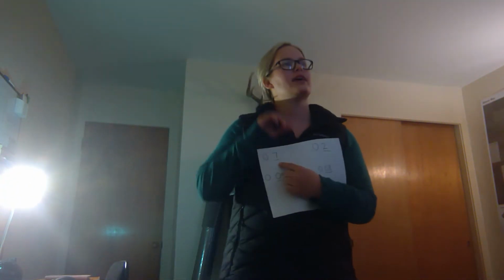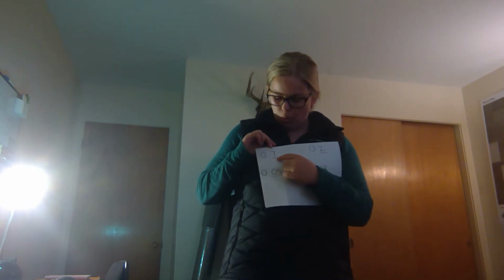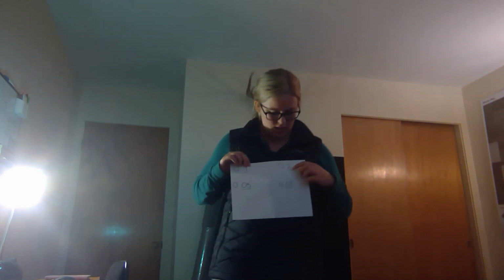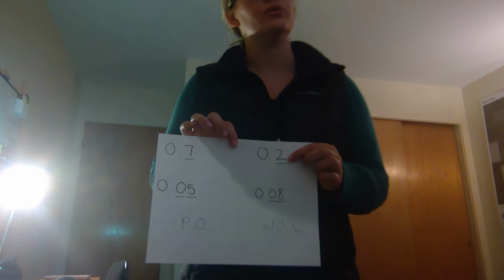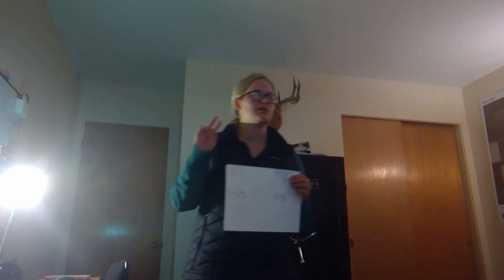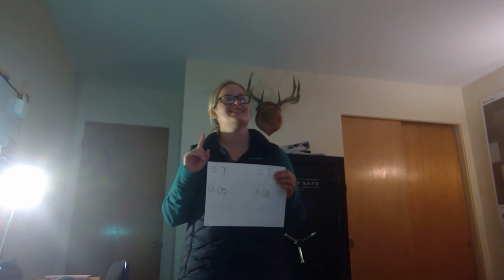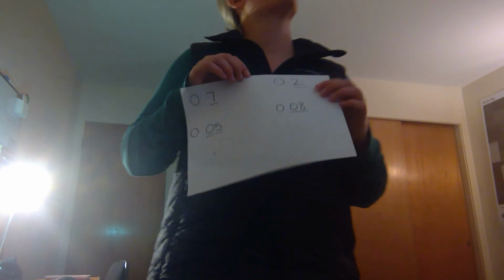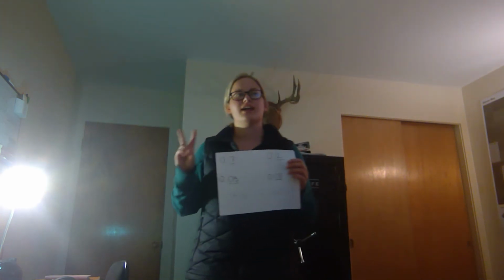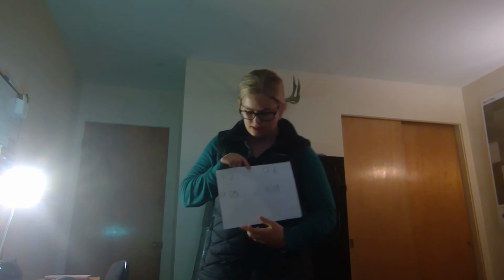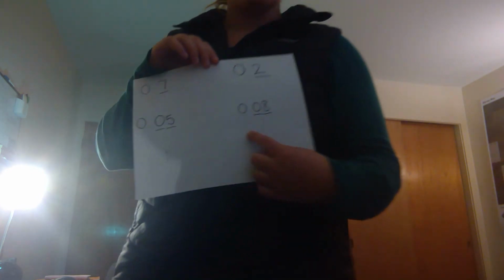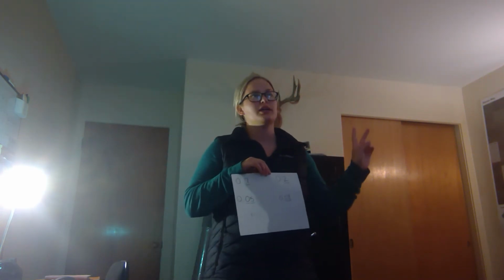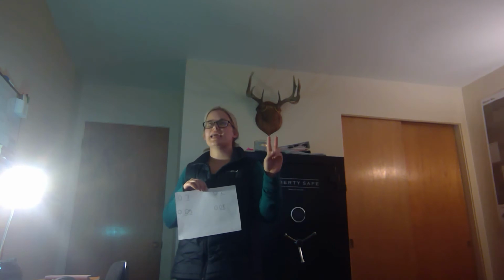If I have 0.7, it's only one place value to the right of that decimal, so what is it going to be? Tenths, good. If I have 0.2, is it one or two places to the right of the decimal point? One, so it's tenths. How about this one, 0.05? It's two, so what is it out of? Hundredths, good. 5/100. What about this one, 0.08? Right, it's two place values to the right of the decimal point, so it is 8/100.